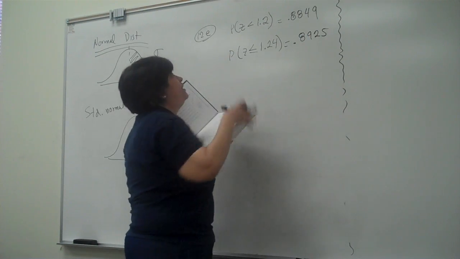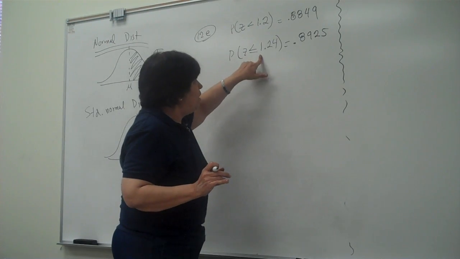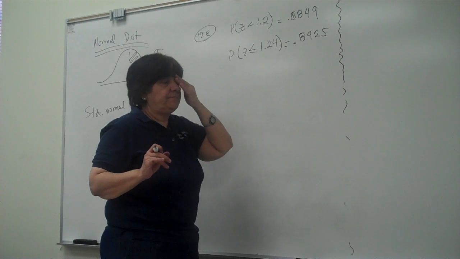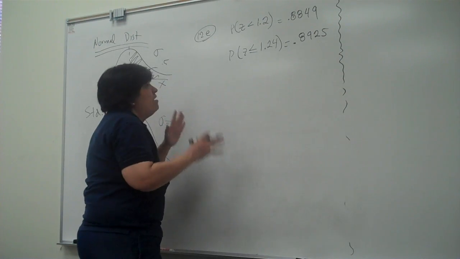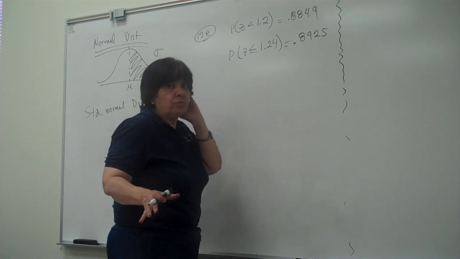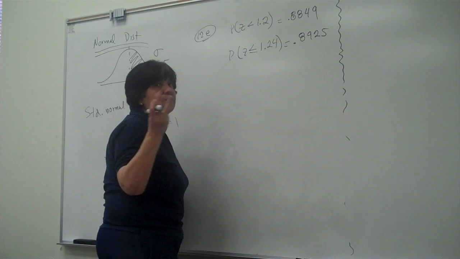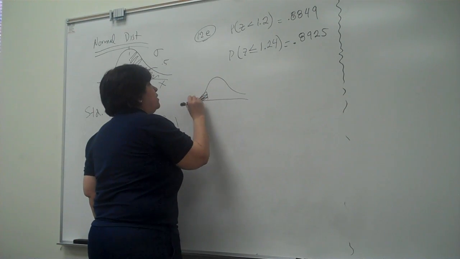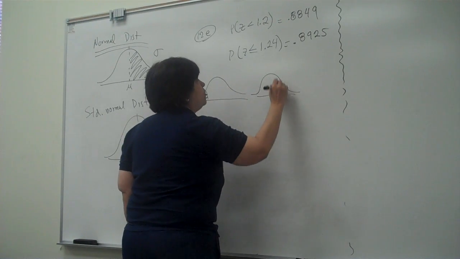This is the probability that Z, the standard normal distribution, is less than 1.24. In order to read the tables, we have three possibilities: whether we are looking to the left of a point, or to the right, or between two points.